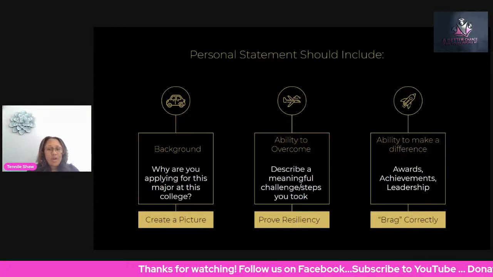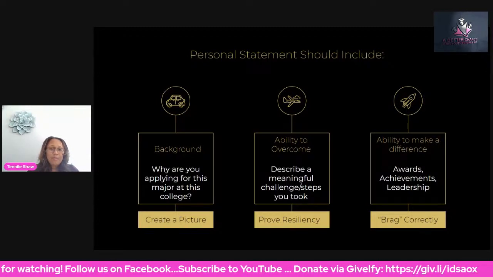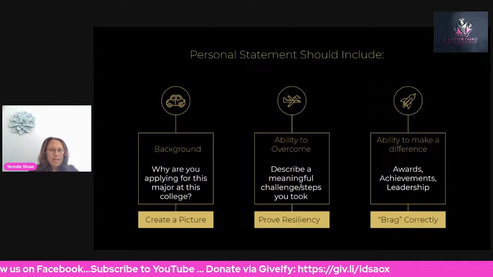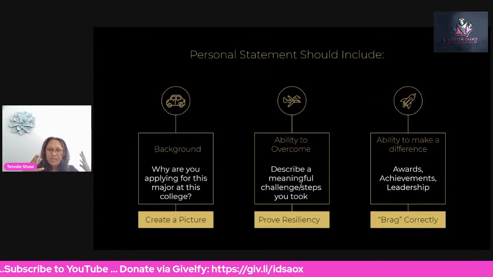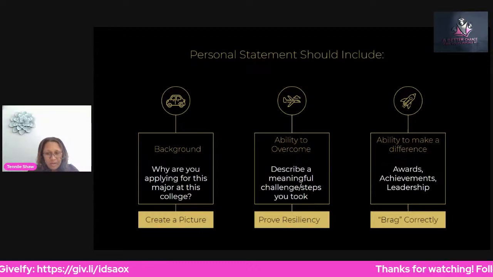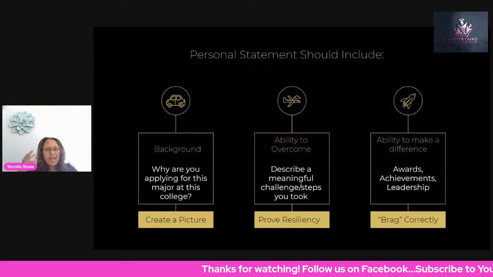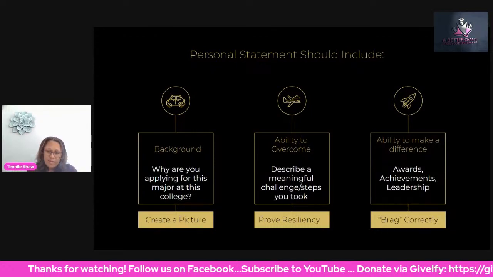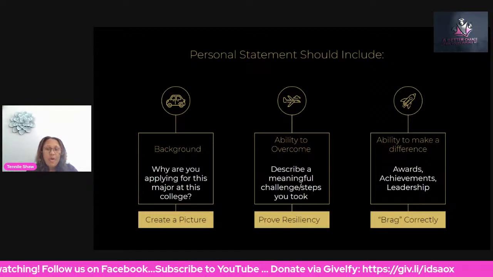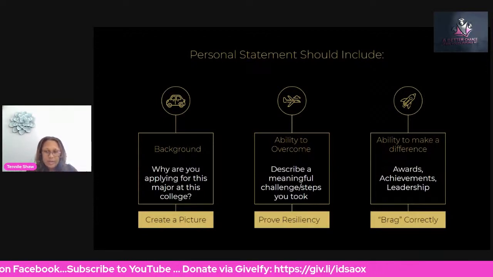But when you describe your ability to overcome, you don't want to be overly negative. You don't want to put, well, I was just a lazy person my freshman year, I didn't want to do anything. You don't want to sink yourself either. You want to pick a challenge that was meaningful, like the person talked about not getting accepted into the student government, and talk about the steps you took to overcome that challenge and what you learned from it. Okay? You are proving that you are resilient. That is what they want to see.